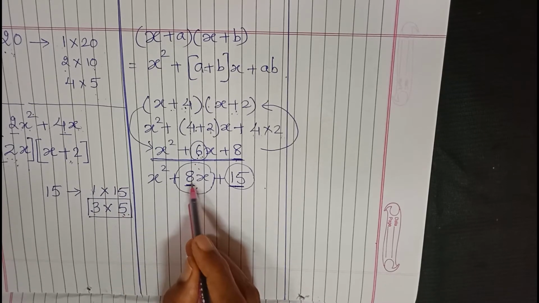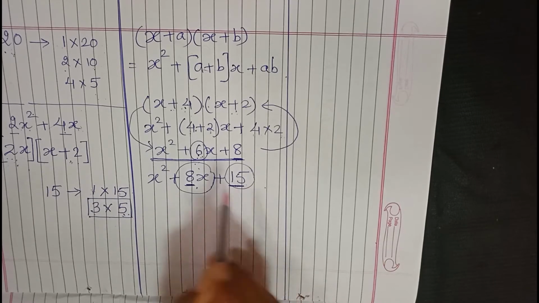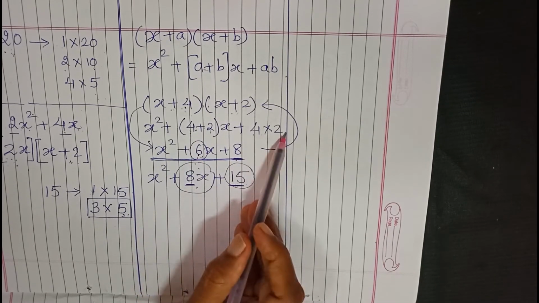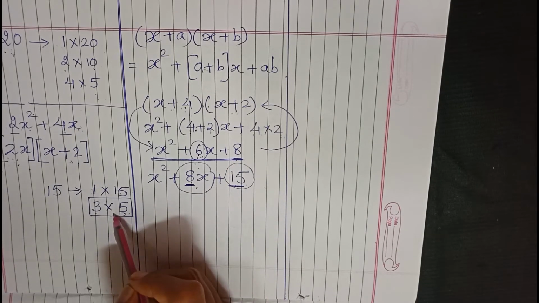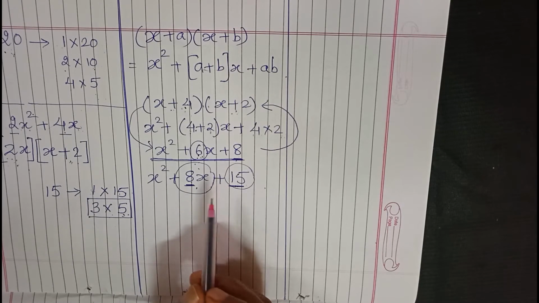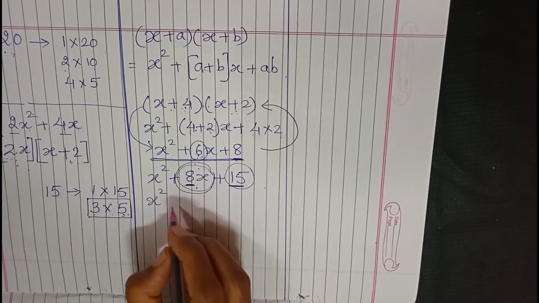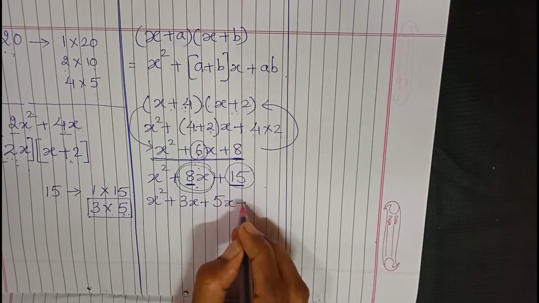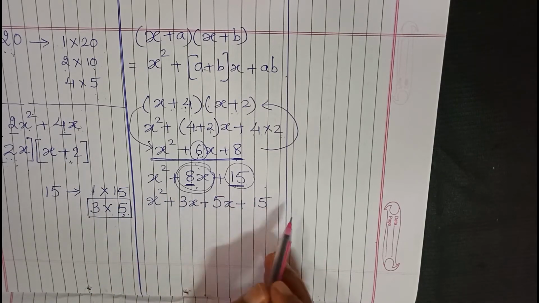Addition of 3 plus 5 is giving me the middle number and multiplication is giving me the last number, as we had seen here, right? Addition should give you the middle number, multiplication should give you the last number. So 3 and 5 is giving me the required condition. So what we do is, this 8x, we write it as 3x plus 5x. And the remaining equation, we write it as it is.